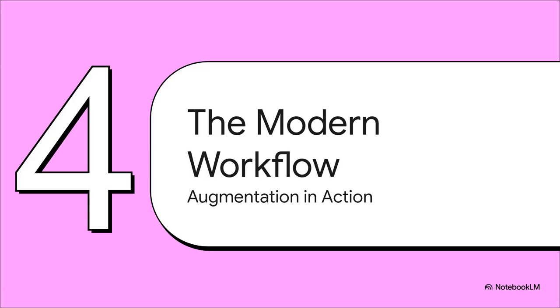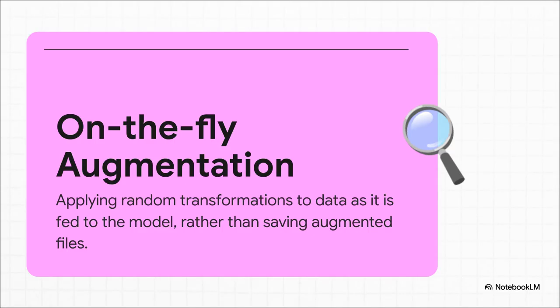Okay, so we've seen all these cool tricks, but how does this actually work in practice? I mean, you're not sitting there manually flipping and saving thousands of different images, right? No, no, no. The way it's done today is way, way smarter. It's all about something called on-the-fly augmentation. And what that means is we don't create a giant folder of all these new images beforehand. That would be a storage nightmare. Instead, we do it in real time, as the model is training.